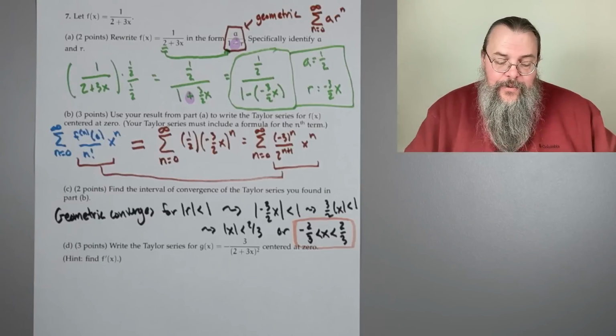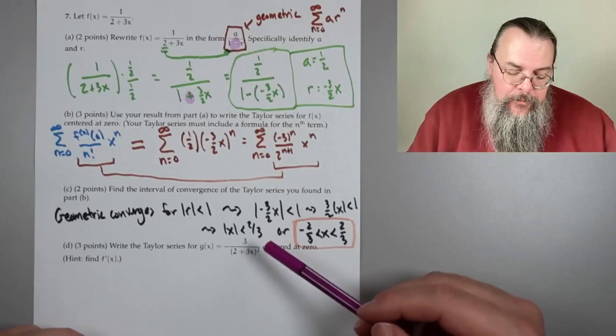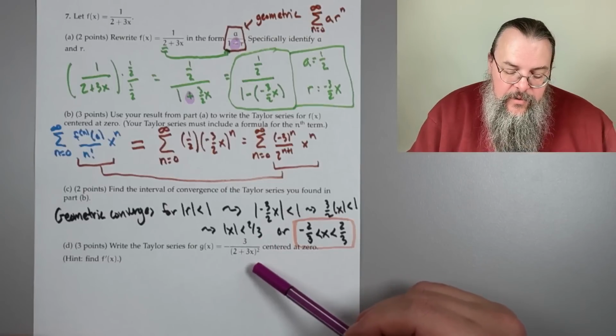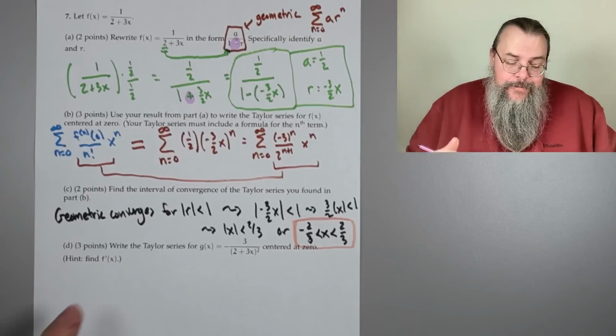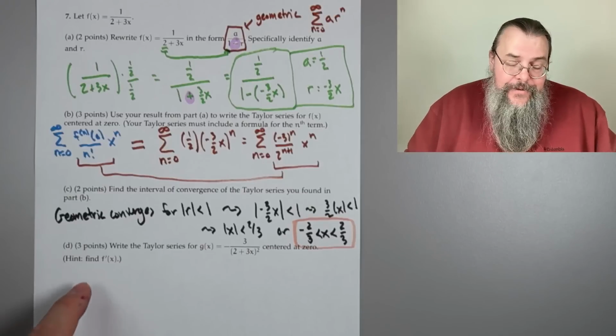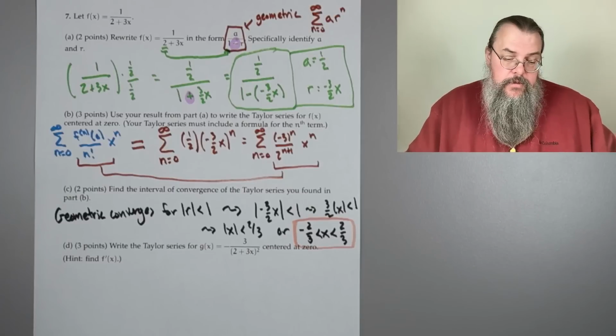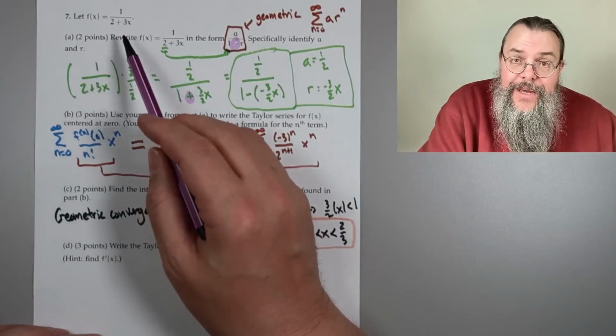Write the Taylor series for g of x, which is minus 3 over (2 plus 3x) squared, centered at 0. Now, there's a hint: find f prime of x. Oh, okay. Well, we know that's f of x.